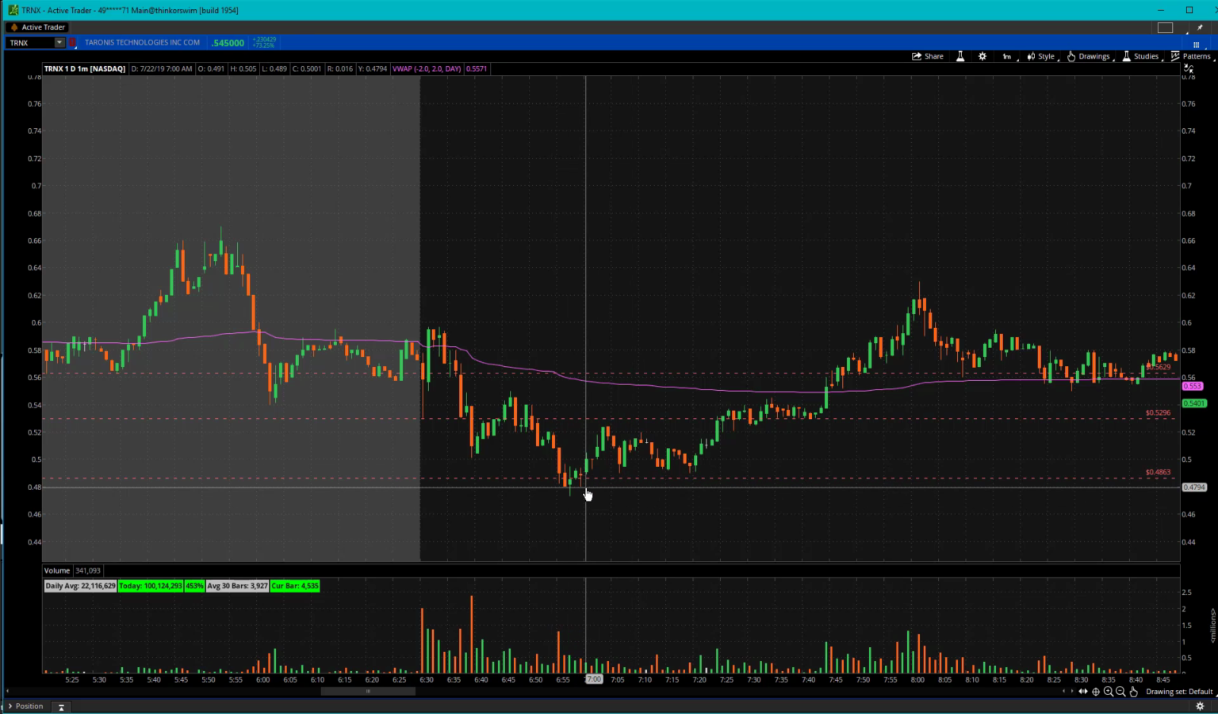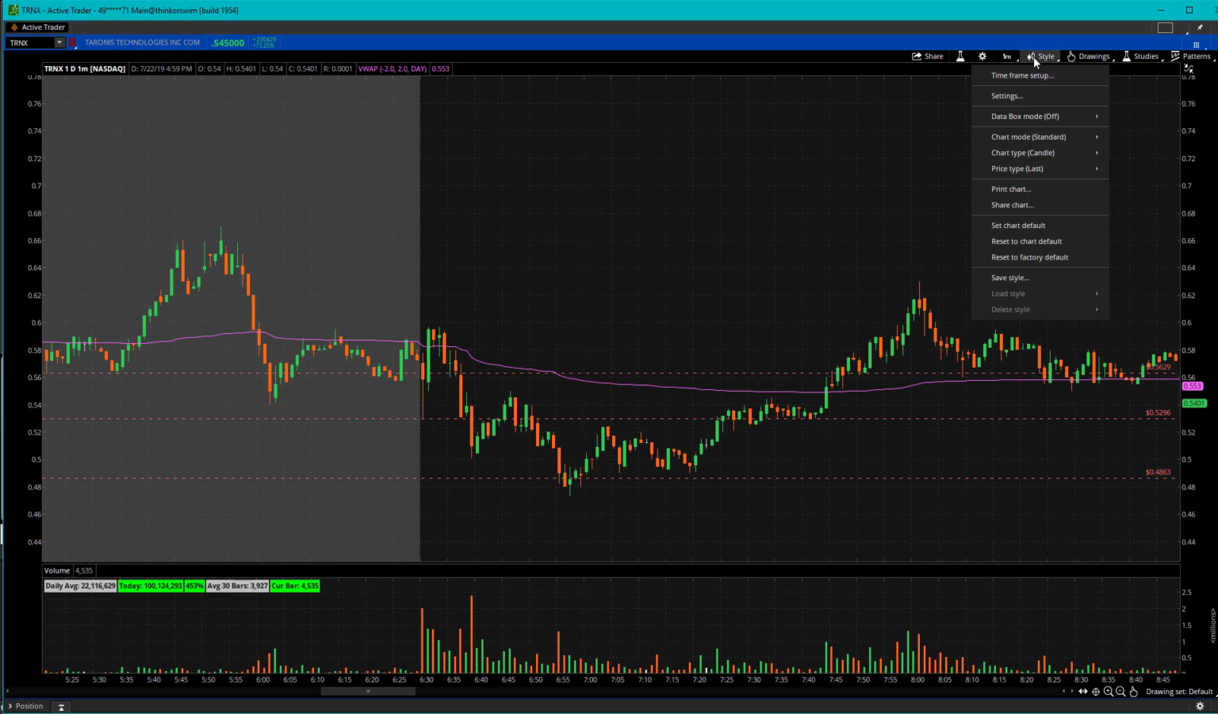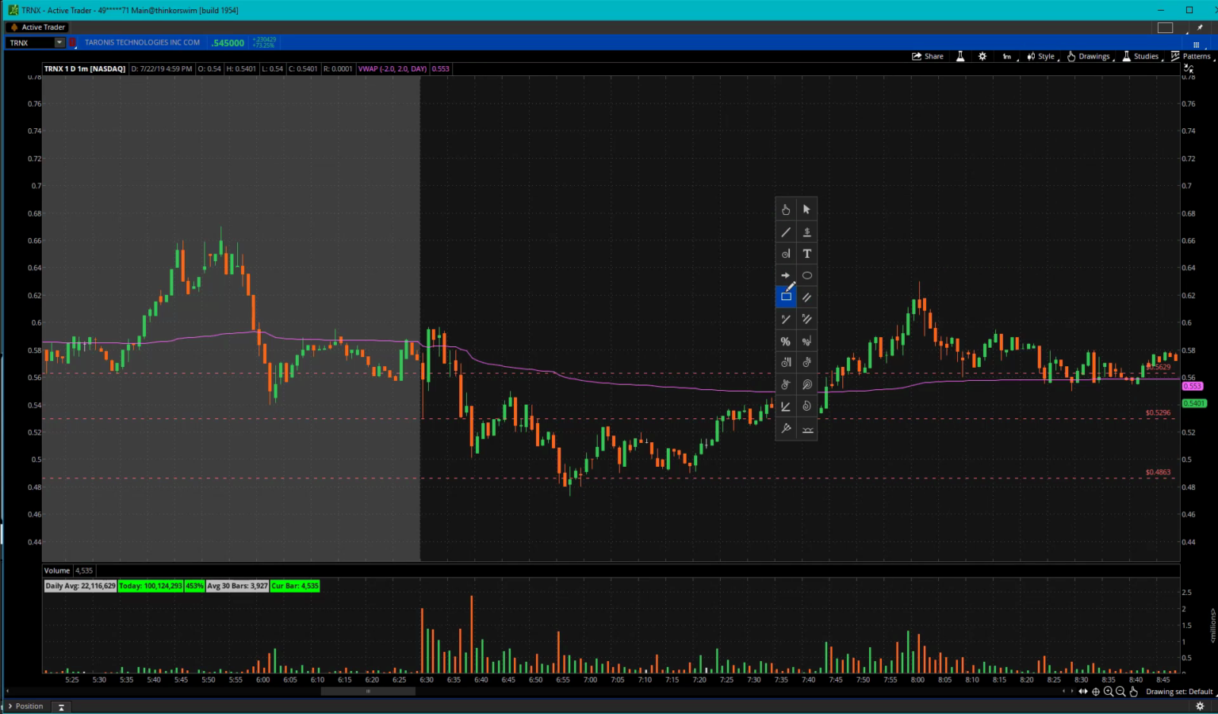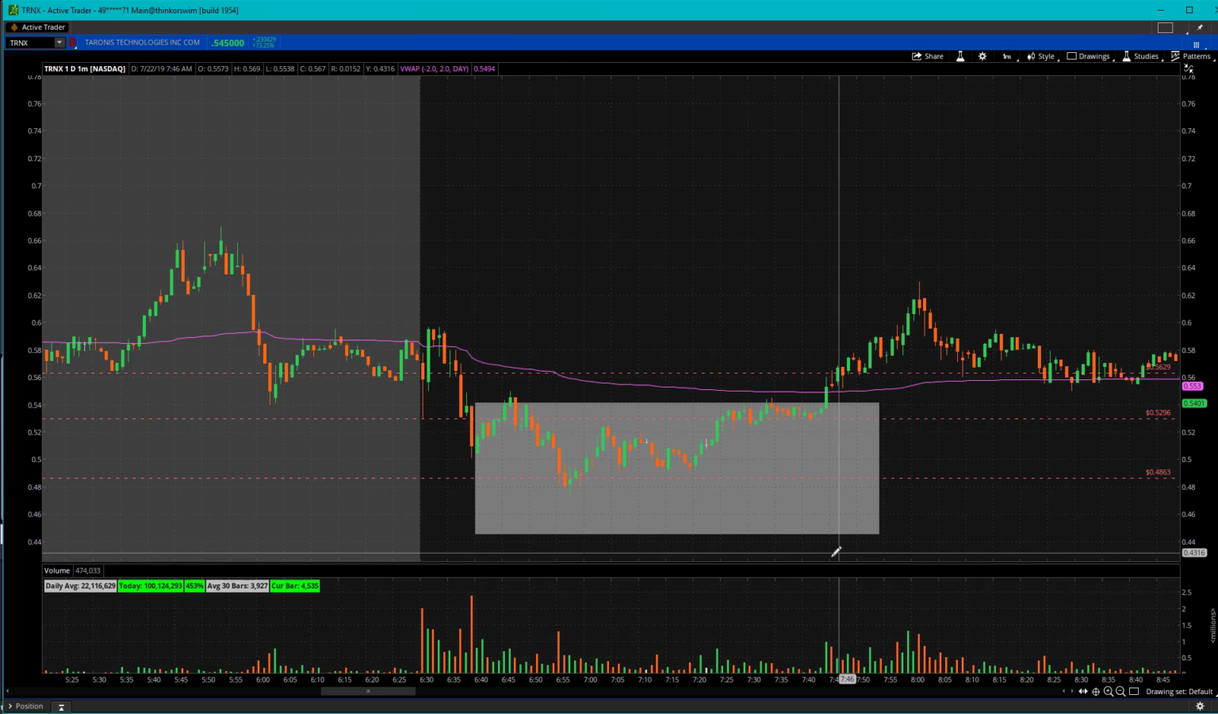And essentially the way that we play this is that as long as the price is underneath the VWAP, you go for two main instances.